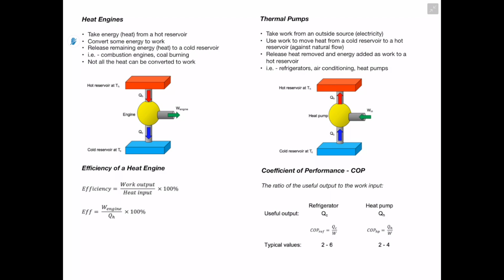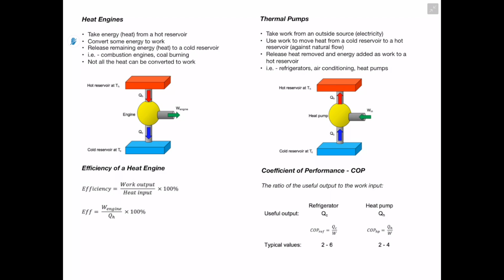Alright, next we're going to be talking about heat engines and thermal pumps. So starting off with heat engines, these are going to take energy in the form of heat from a hot reservoir, and they're going to convert some of that energy to work. And the remaining energy and heat is going to be put into a cold reservoir. Examples of this would be a combustion engine or maybe coal burning at a power plant. And it's just important to realize that not all the heat can be converted to work.